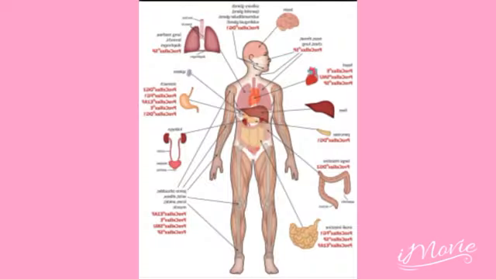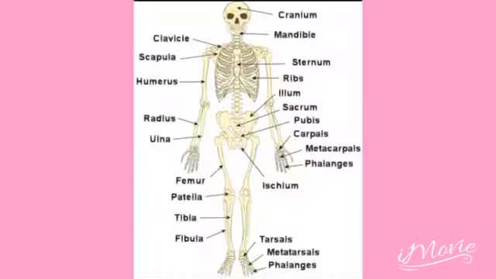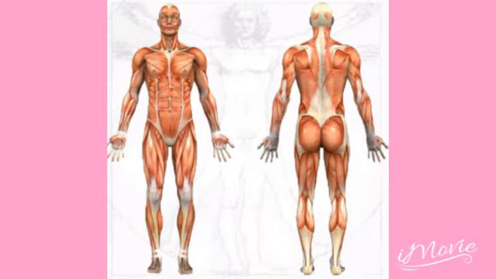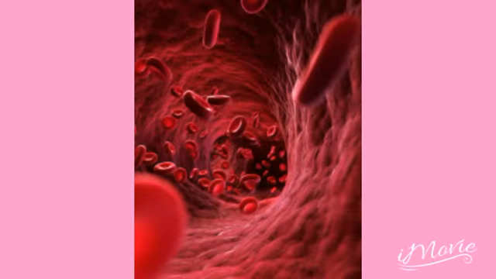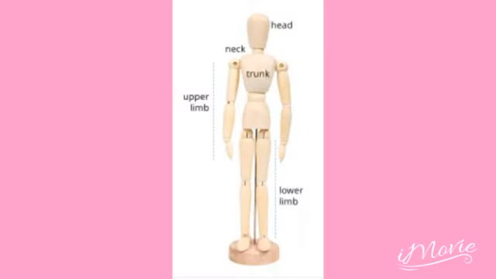The human body is the entire structure of a human being. The human body is made out of several parts like bones, muscles, organs, blood, and many other parts. The body is divided into three parts: head, trunk, and limbs.